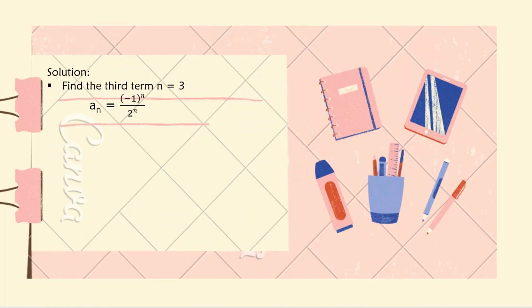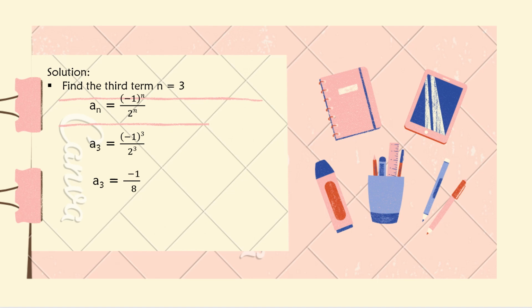Okay, so next, find the third term. So we have n is equal to 3. So we have a sub 3 is equal to the quantity of negative 1 raised to 3 over 2 raised to 3. Okay, so we have a sub 3 is equal to negative 1 times negative 1. So we're going to multiply the base by itself 3 times because the exponent is 3. So negative 1 times negative 1 is positive 1 times negative 1. So that is negative 1.